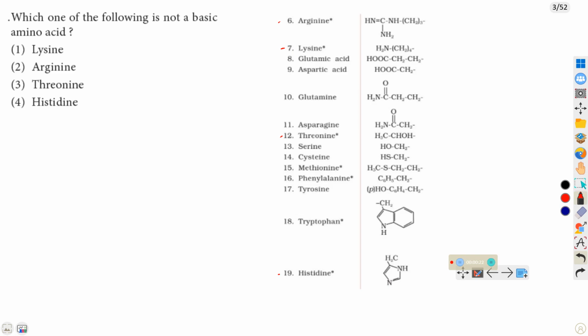Which one of the following is not a basic amino acid? Lysine. NH2 group is present, so it is a basic amino acid. Arginine, basic amino acid. Lysine, basic amino acid. Histidine, yes, histidine also. It is a 2-degree amine. It is also a basic amino acid. Threonine. Threonine is not a basic amino acid.